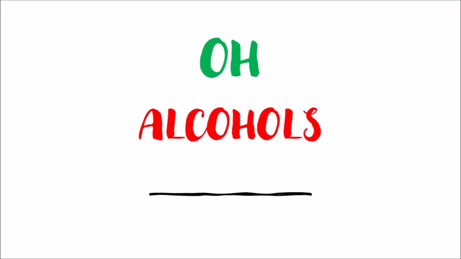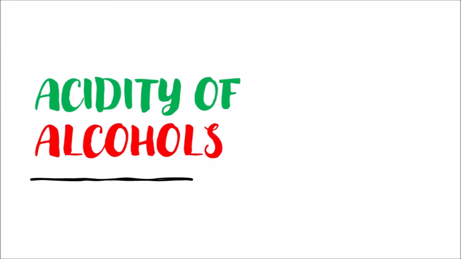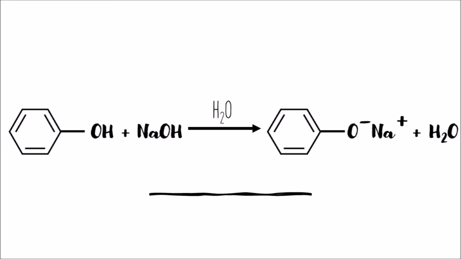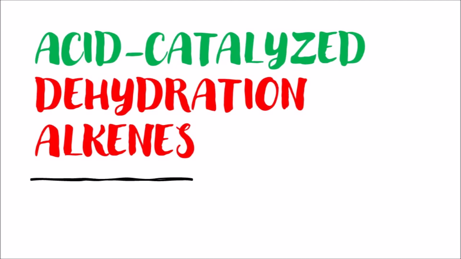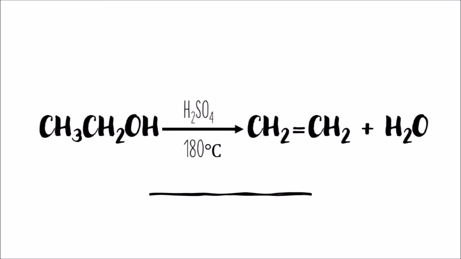Let's begin with alcohols with the functional group OH. One characteristic reaction of alcohols is its acidity. Alcohols are weak acids just like phenol, which reacts with aqueous sodium hydroxide to form sodium phenoxide. We can convert an alcohol to an alkene by eliminating a molecule of water from adjacent carbon atoms in a dehydration reaction. Primary alcohols like ethanol generally require heating in concentrated sulfuric acid at temperatures as high as 180 degrees Celsius.